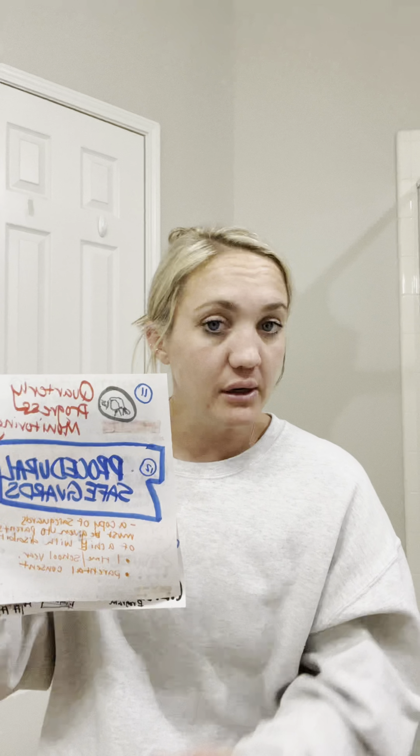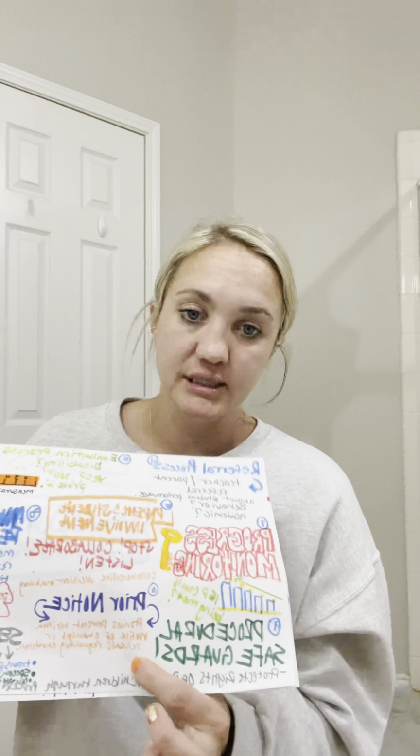Number 10, prior notice provides parent written notice of changes or refusals regarding education. With the prior notice, you have to get parent consent. No matter what, you have to send home written consent, get their consent signed on paper before you can do any kind of evaluation for that student.